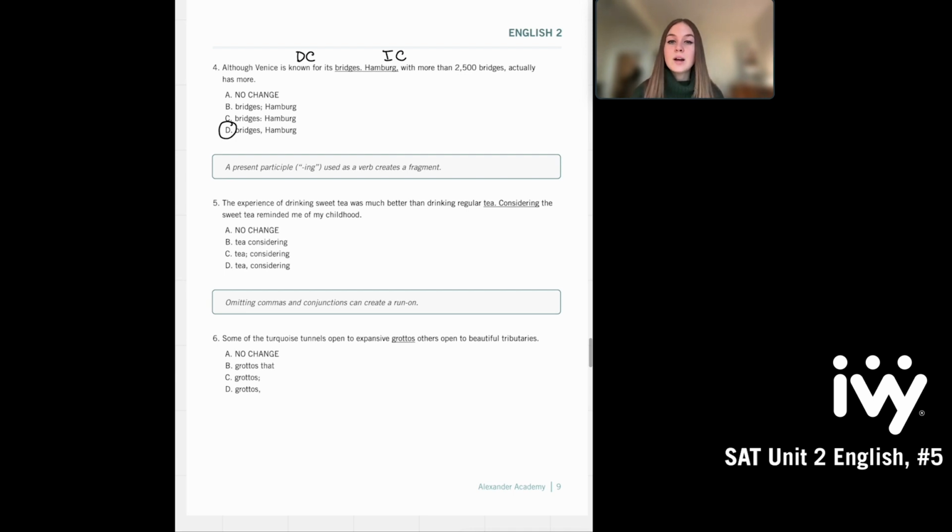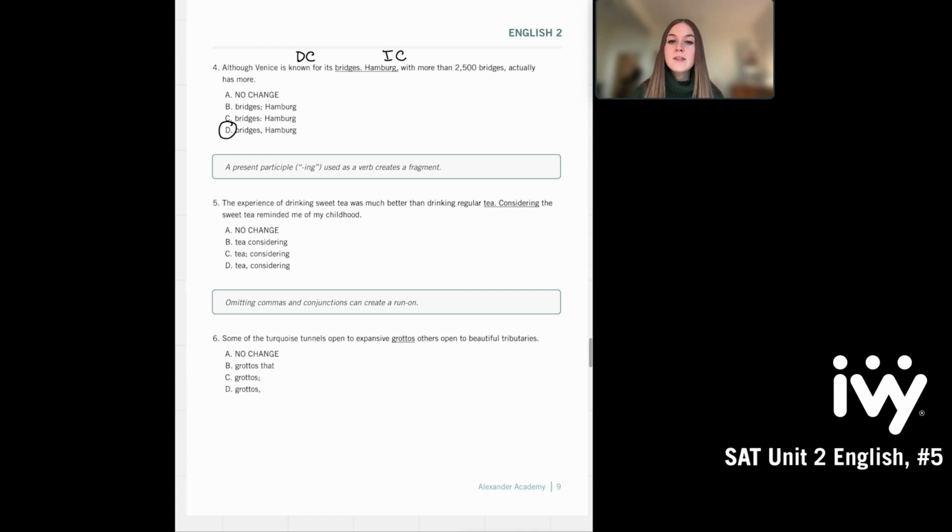Another instance where we might notice fragments is if we have a present participle in ing form of a verb used as a verb in the sentence. We can't have a subject followed by the present participle form. That does not create a full sentence.